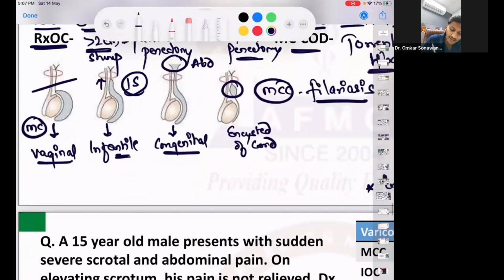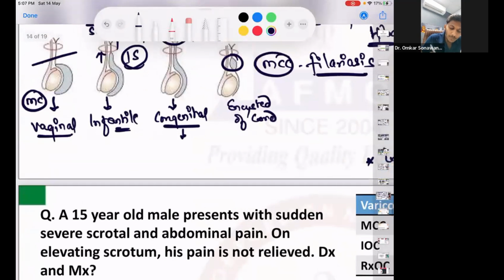And in cases of congenital hydrocele, what is the treatment of choice? Rest all are treated differently, but congenital hydrocele is treated differently. Treatment of choice for congenital hydrocele and congenital hernia is the same. It is herniotomy. The treatment of choice for congenital hydrocele is herniotomy.